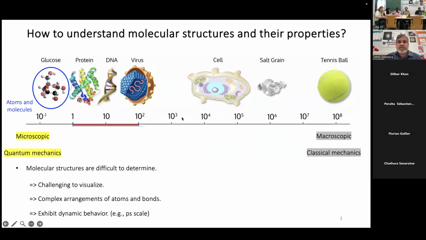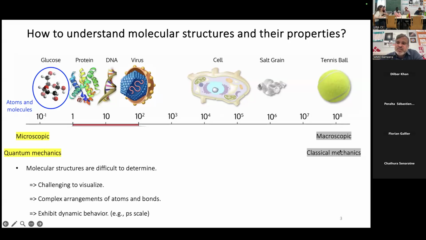Okay, so let's go through some basic ideas about quantum mechanics. On the right hand side you can see a tennis ball, which is a relatively large object compared to atoms and molecules. Roughly speaking, a tennis ball is 10 to the power 9 times larger, a billion times larger, than a molecular system. So it is a macroscopic object, but the molecules are microscopic.